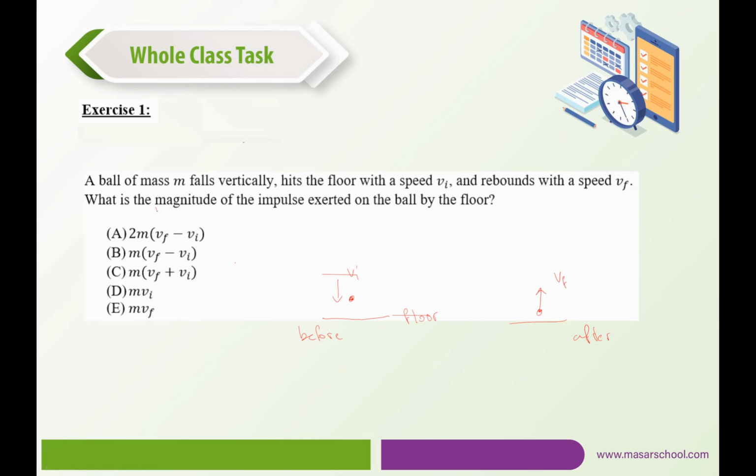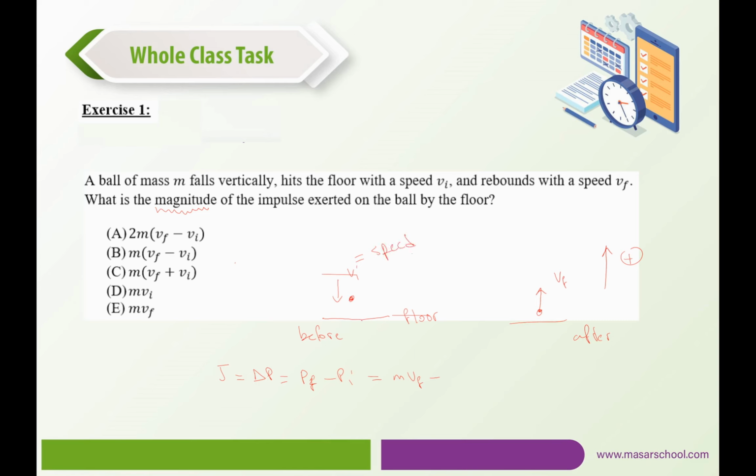So we're interested in the magnitude. Now the impulse J has two definitions. Here we're going to refer to the change in momentum, which is p final minus p initial. Now let's choose the direction which is up to be positive. Now p final is given by m v final minus the initial momentum. Now this is the speed.